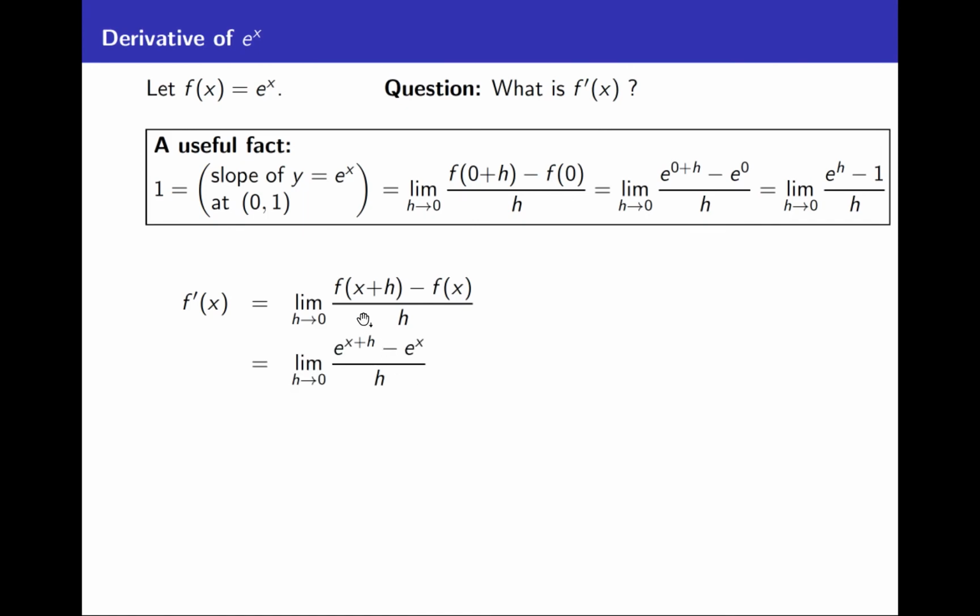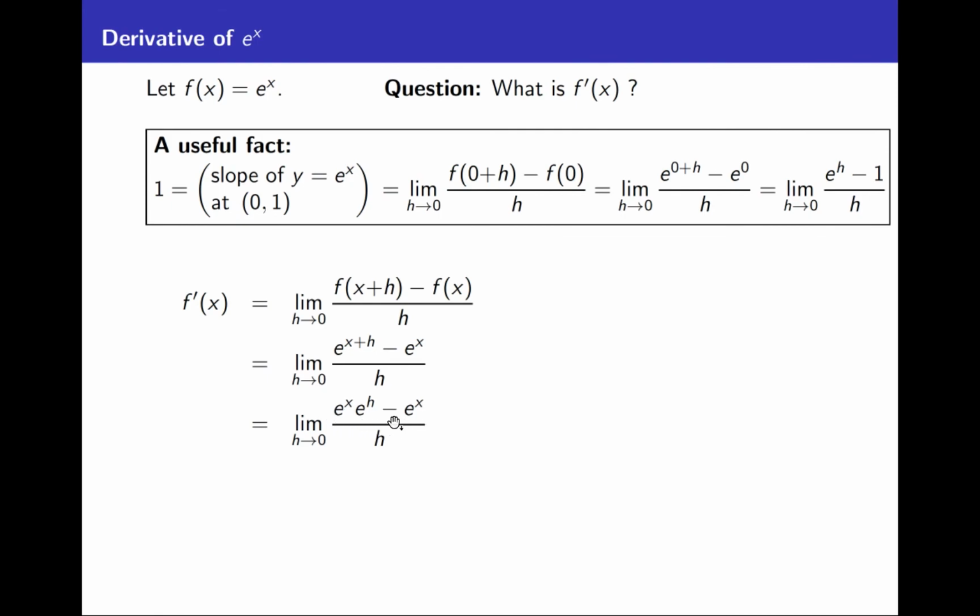And here our function f of x is e to the power of x. So f of x plus h is e to the power of x plus h. And the f of x here is just e to the power of x. So we get this. And the term e to the power of x plus h, using a rule for exponents, you could write that as e to the x times e to the h, because after all, the exponents add. So we have the limit as h approaches 0 of e to the x, e to the h, minus e to the x over h.